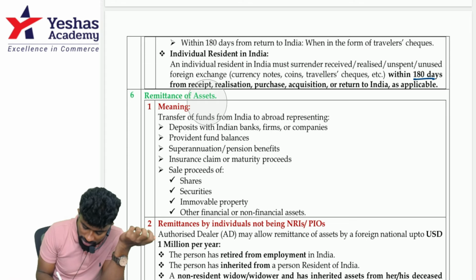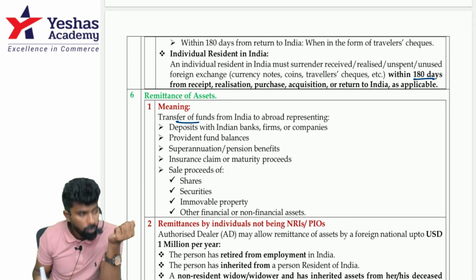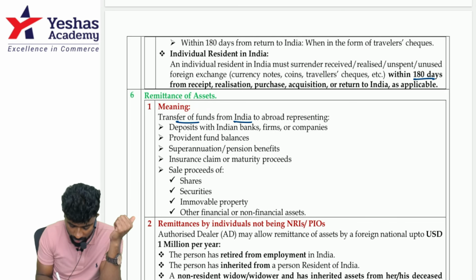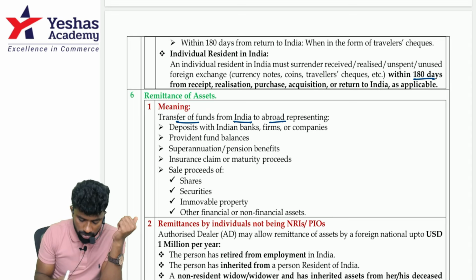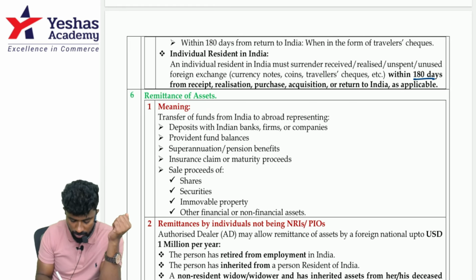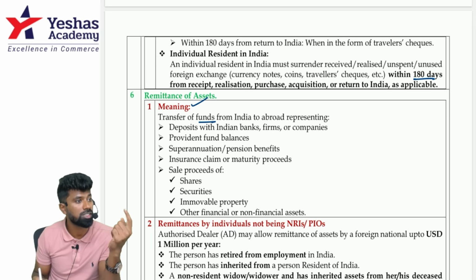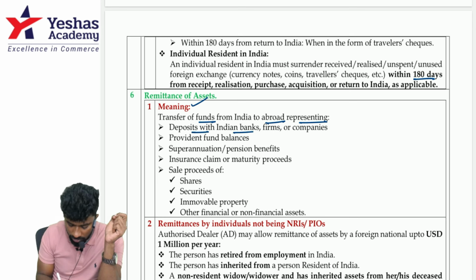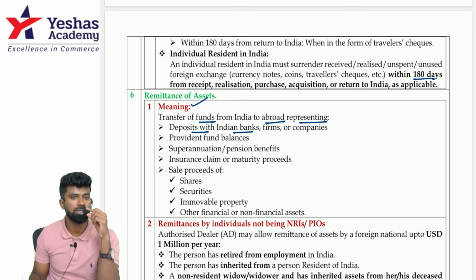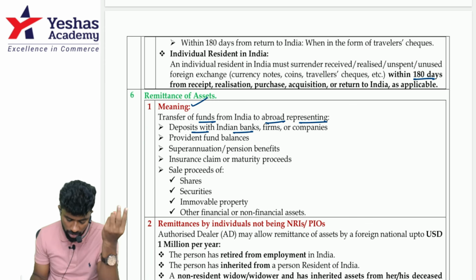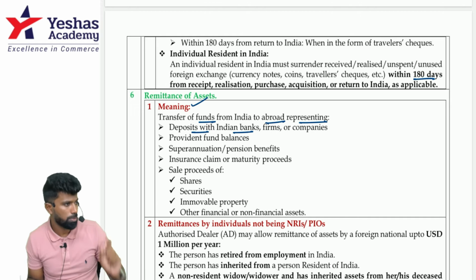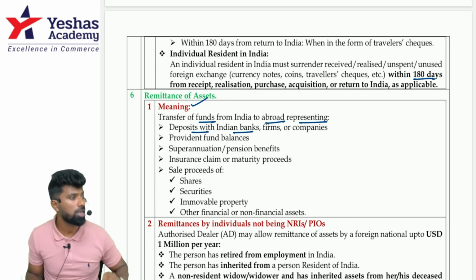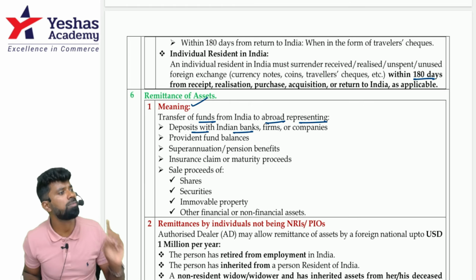What is remittance of assets first of all? What does remittance mean? Transfer of funds. Representing the deposits with banks. Second one, firms or companies. If you have kept any deposits with the banks, the companies, or the firms, and you want to transfer it outside India, it is a capital account transaction. It is called remittance of assets.